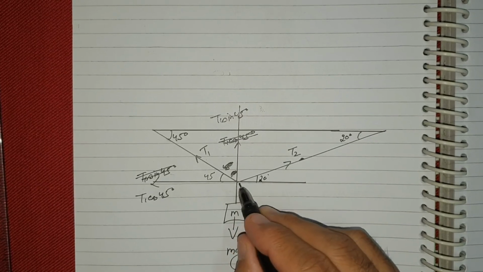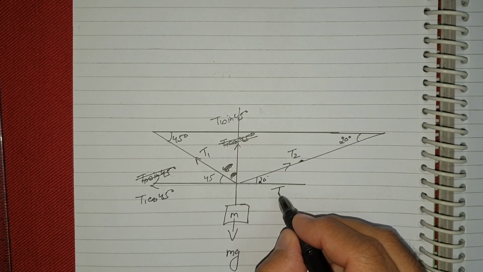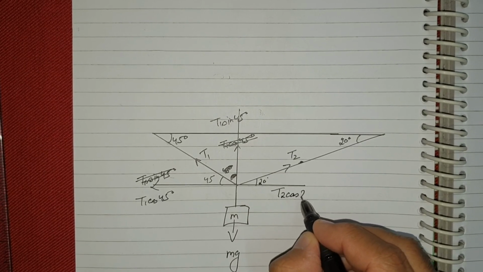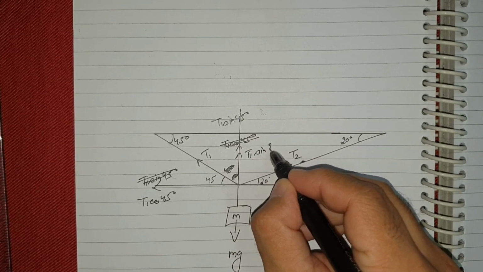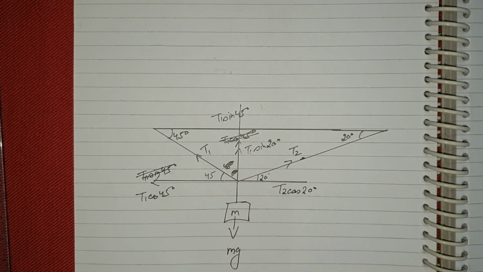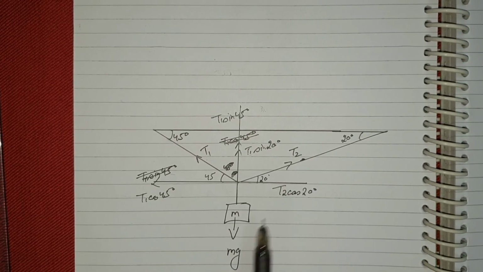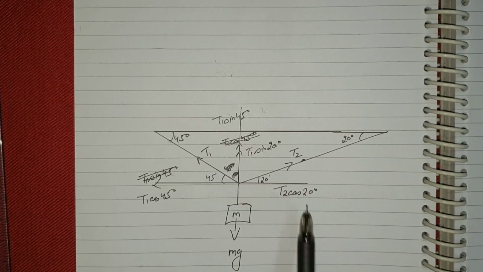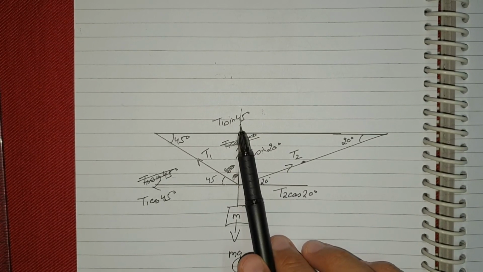Okay. So this is T2, this is a vector. Now resolving it into rectangular components, this will be T2 cos 20 degrees and this will be T2 sin 20 degrees. Now we have resolved the forces. Now you can balance them, since this is in equilibrium. So T1 cos 45 will be equal to T2 cos 20, and mg will be equal to T1 sin 45 degrees plus T2 sin 20 degrees.